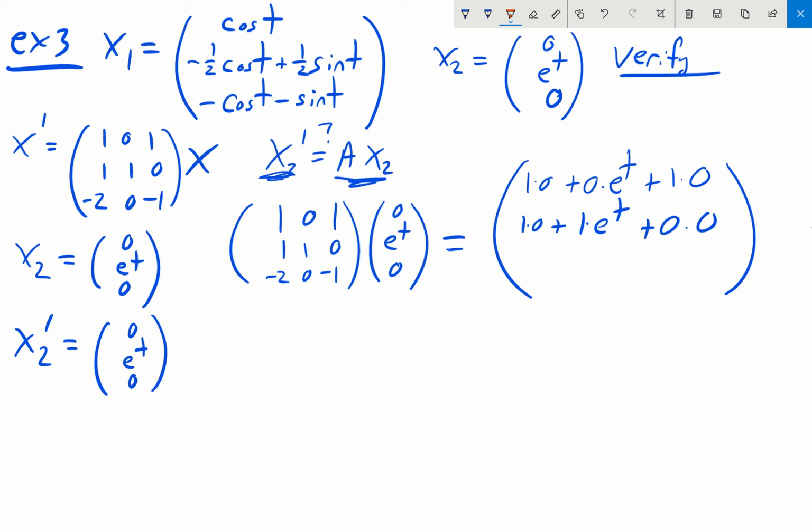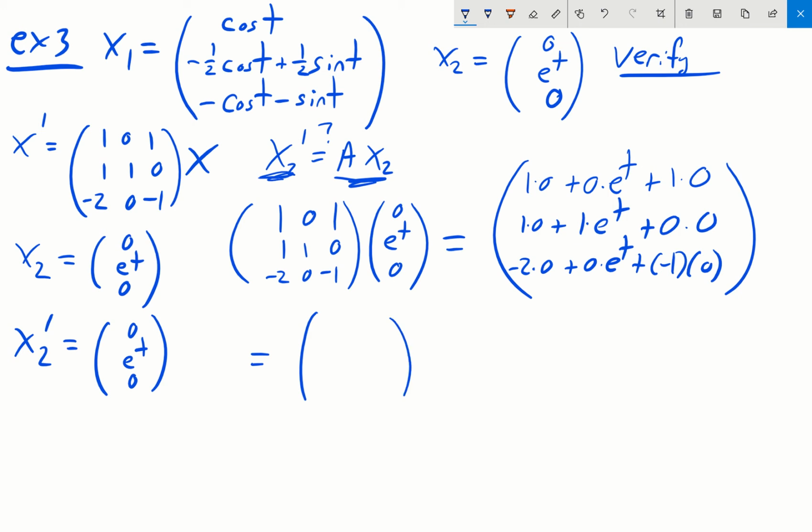And now lastly, we're going to take the third row times that column vector. That will produce negative 2 times 0 plus 0 times e to the t, and then plus negative 1 times 0. Typically, I wouldn't write out all of this, but it might have been a while since some of you have worked with matrix multiplication. So I'm trying to show as much detail as possible, so maybe it'll help as a good refresher.